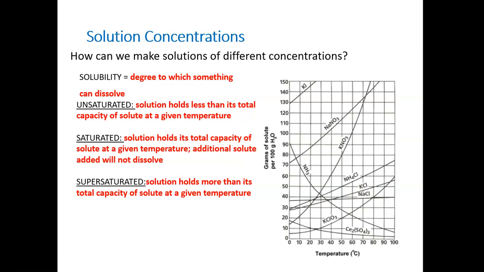Now, a supersaturated solution isn't very stable. If you add one crystal of the solid, a lot of the solid will come out of the solution. So that's how rock candy is made. You supersaturate a solution of sugar and then add a crystal, and the sugar crystallizes on like a string or something.